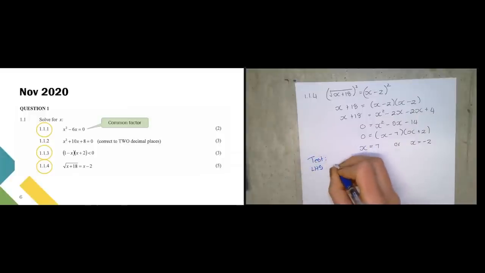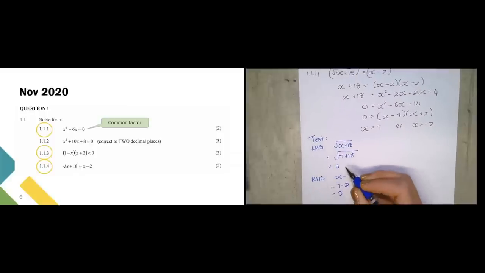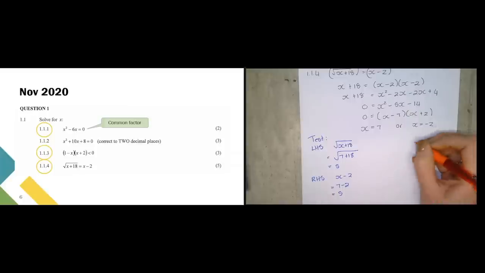Left-hand side, square root of x plus 18. I'm going to test 7 first. Square root of 7 plus 18 is 25. Square root of 25 is 5. Right-hand side, x minus 2. So 7 minus 2 equals 5. Both answers equaled 5. That works. So, test the other one.